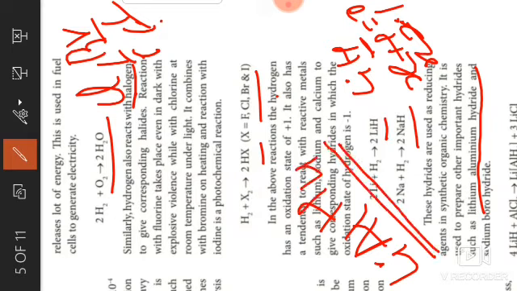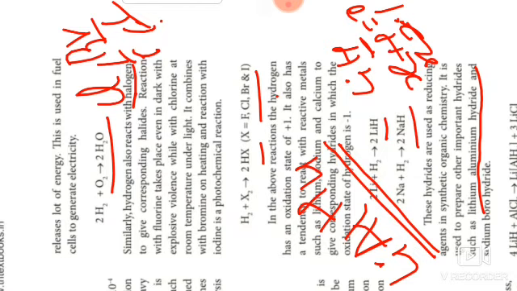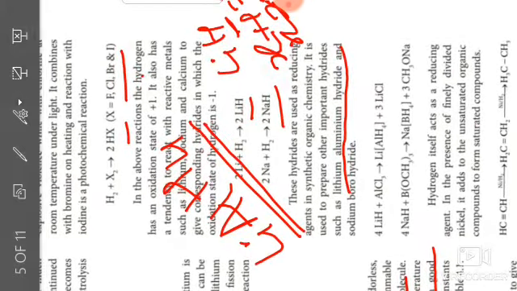Okay, so this is another one. Here is lithium aluminum hydride. Lithium hydride reacts with aluminum chloride to give lithium aluminum hydride and lithium chloride. There is also sodium hydride with triethoxy borane. These are also called reducing agents, and these catalysts are used in organic chemistry. Sodium borohydride is another one. Hydrogen itself acts as a reducing agent in the presence of a nickel catalyst.